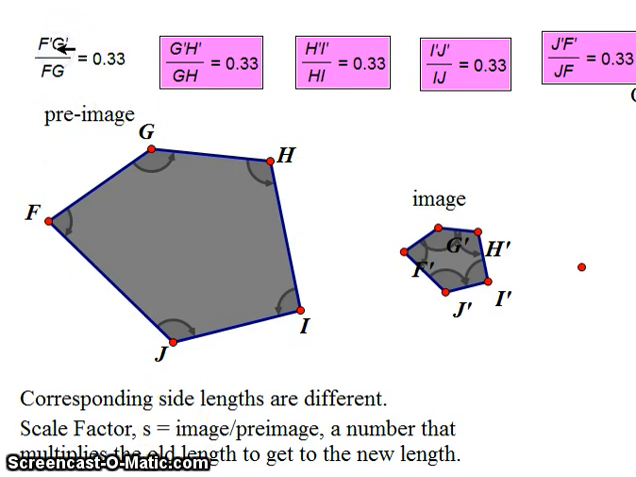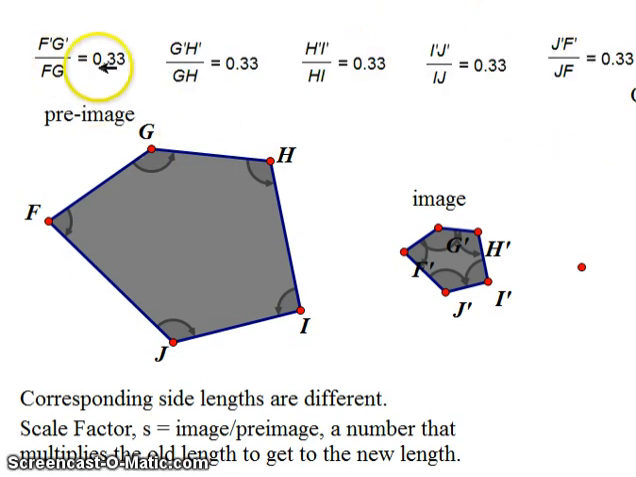We took the new image and divided it by the length of the old image. What do you notice? For each corresponding side length ratio, the ratios are the same. F'G' over FG is equal to 0.33, and that occurs for all of them. So we can say the corresponding side lengths are proportional because they all have the same ratio when you divide the image by the pre-image. In this case, our scale factor is 1/3, or 0.3333.